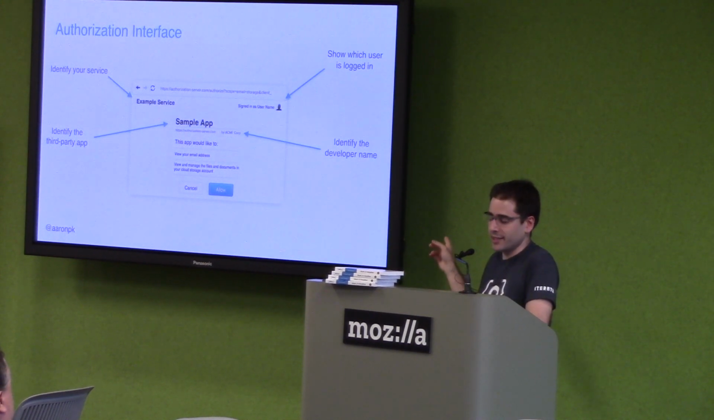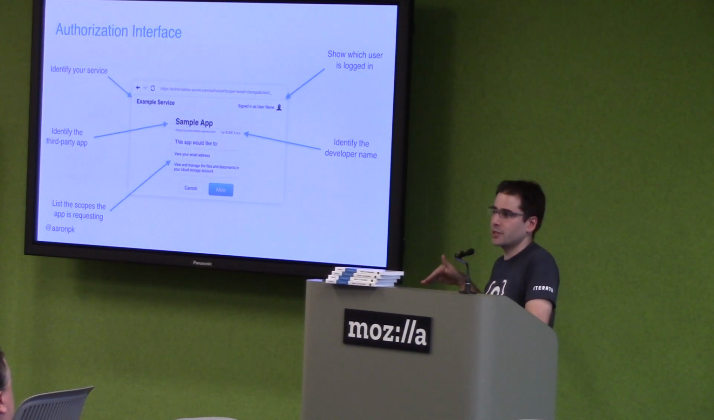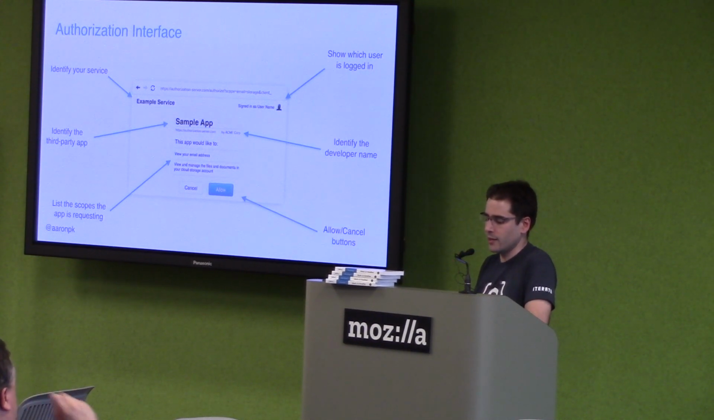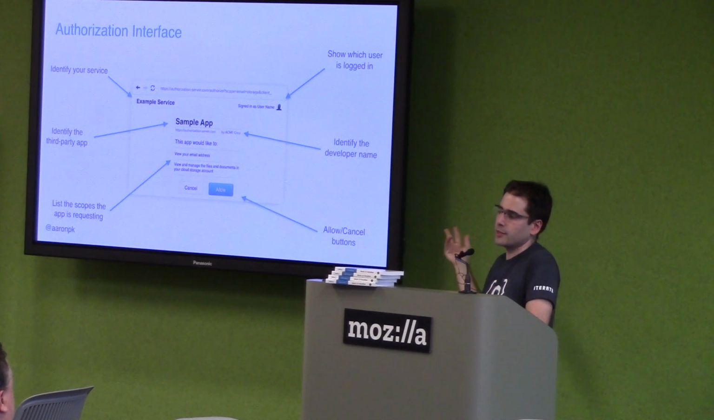Show which user is logged in, because people often have many different accounts. If you end up logging into the Twitter app, and suddenly you're in the wrong account, you want to give people a heads up before they authorize an app to the wrong account. List the scopes the application is requesting, and I have more details on that in a bit. And then, of course, the allow and the cancel buttons.